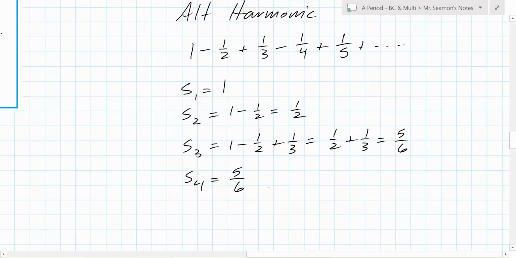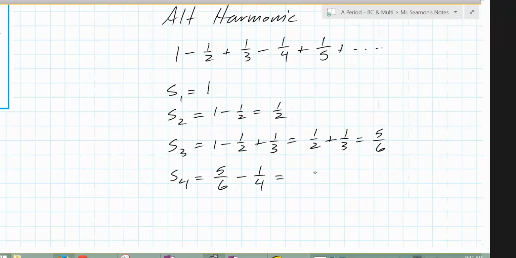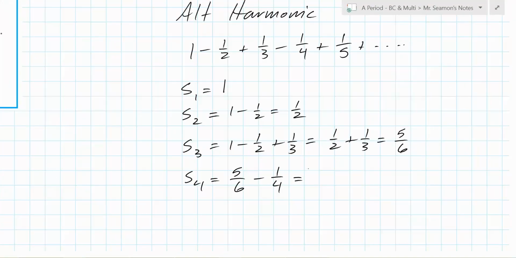So what's S4 equal to? 5/6 minus 1/4, right? Yes, I'm asking you to do some fractions in your head. 5/6 minus 1/4, so multiplying out it's 20 over 24 minus 6 over 24, which is 14 over 24, so that's 7/12. So you with me so far? As we add these up, this is the first partial sum, this is the second partial sum, this is the third partial sum, this is the fourth partial sum.